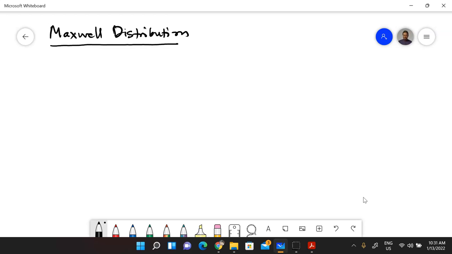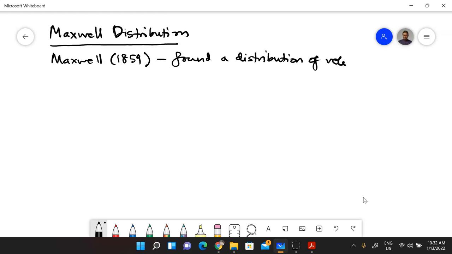Now, Maxwell actually first formed the, this is 1859, found a distribution of velocities for particles in the gas, by analyzing their collision process.